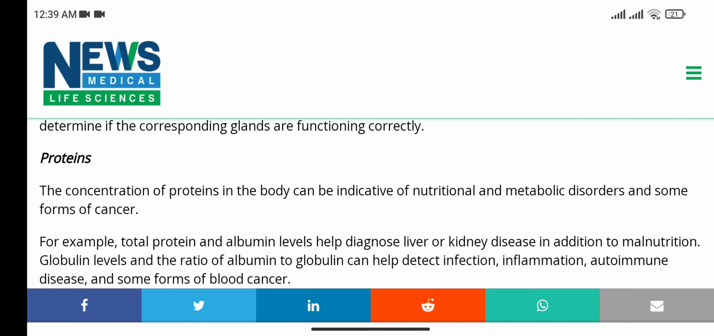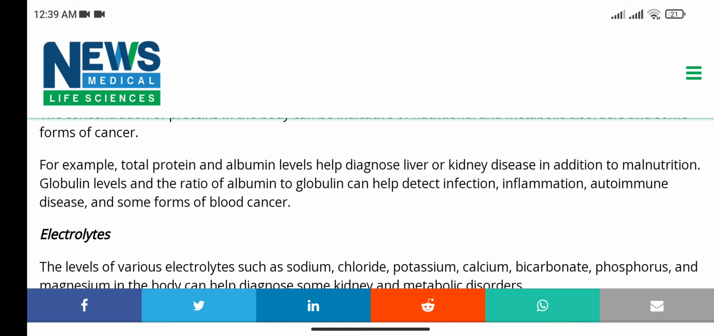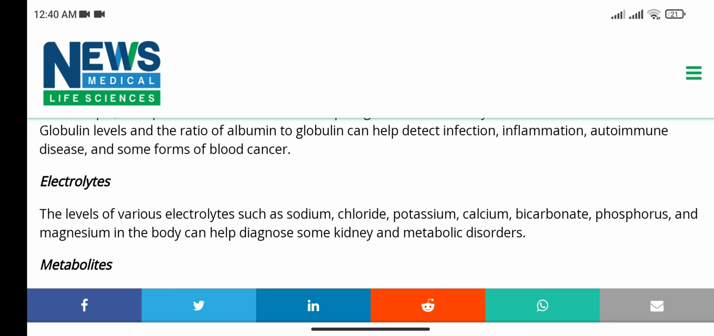Proteins. The concentration of proteins in the body can be indicative of nutritional and metabolic disorders and some forms of cancer. For example, total protein and albumin levels help diagnose liver or kidney disease in addition to malnutrition. Globulin levels and the ratio of albumin to globulin can help detect infection, inflammation, autoimmune disease, and some forms of blood cancer. Electrolytes. The levels of various electrolytes such as sodium, chloride, potassium, calcium, bicarbonate, phosphorus, and magnesium in the body can help diagnose some kidney and metabolic disorders.